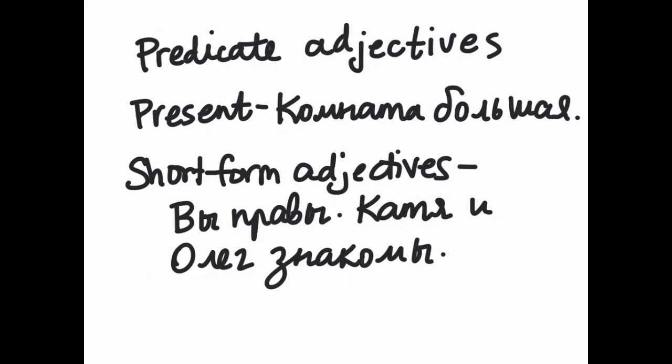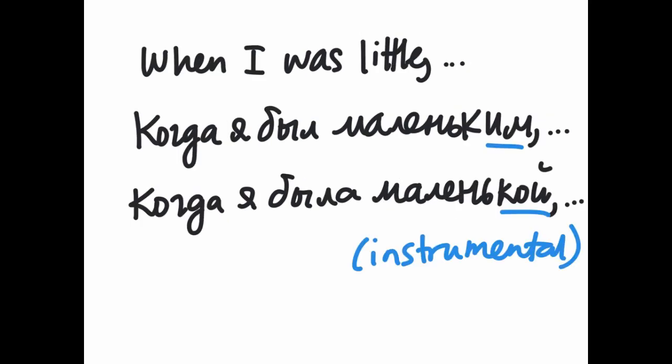We'll also talk briefly about predicate adjectives. As you know, in the present tense, комната большая. We can also have short form adjectives as predicates, like вы правы, Катя и Олег знакомы. Also, sometimes we can have predicate adjectives that could be either in the nominative or the instrumental case.